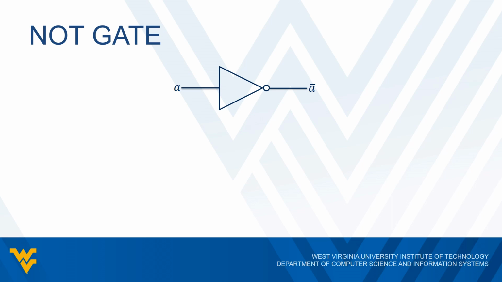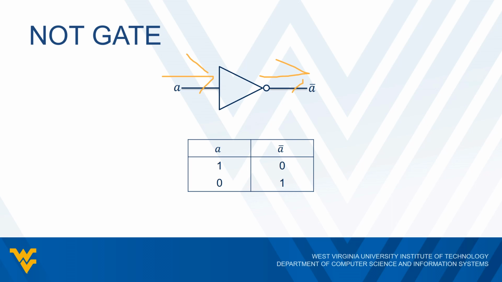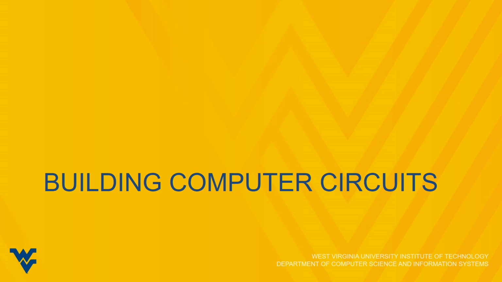And then here is the symbol for the NOT gate. So it's just a triangle with a little circle in front of it. But the idea is the value of A, whether it's 1 or 0, goes into the NOT gate. And then what comes out of it is going to be the other value. So here's our truth table for it. So if A was 1, then NOT A is going to be 0. And if A was 0, then NOT A is going to be 1.